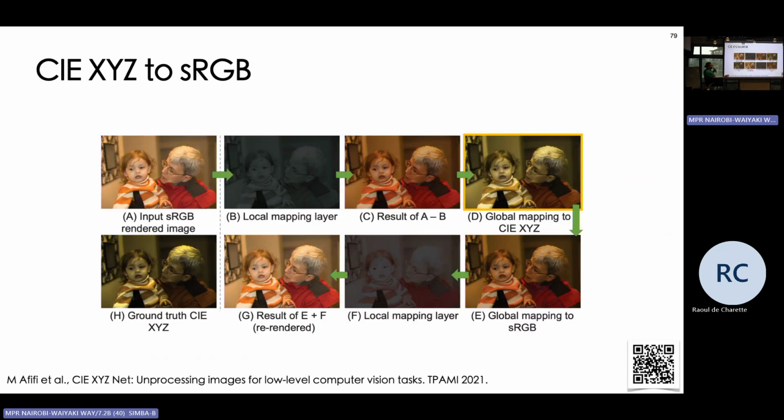So here's an example. This is the input sRGB image. Here is what we produce as a local mapping layer. This represents whatever happened from local tone mapping or anything that adjusts the image locally. So we subtract this from that, and we get this, and then this is the global mapping. This is the ground truth linear XYZ image, and this is the forward pass.